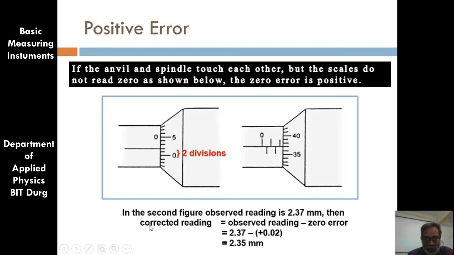To get the corrected reading, what I have to do is observed reading minus the zero error with sign. So suppose 2.37 mm is the observed reading, 2.37 minus the positive error, that is 0.02. So the reading becomes equal to 2.35. So this is the corrected reading. This 2.37 is the observed reading, and this 0.02 mm is the error, that is positive zero error.